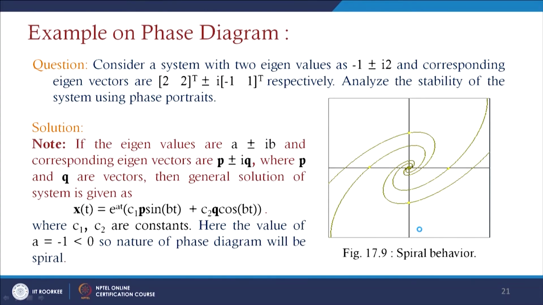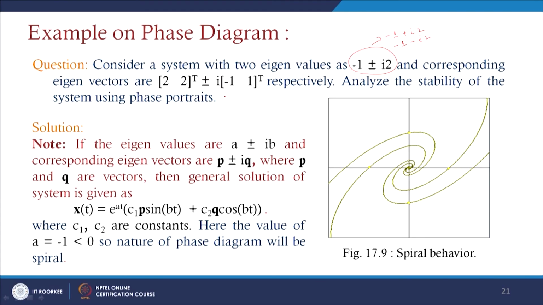And if you just go for analysis of these complex eigenvalues, first consider eigenvalues like minus 1 plus or minus i2. Since we are considering two eigenvalues, this means minus 1 plus iota 2 and minus 1 minus iota 2, and the corresponding eigenvectors you can find as, suppose, (2, 2) plus or minus i(-1, -1) respectively.